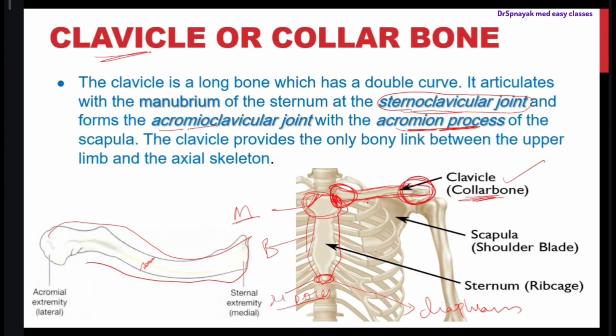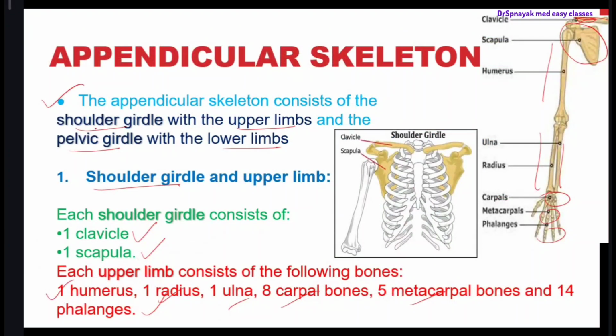Simple. Here is one important point about clavicle bone. What is the importance of clavicle bone? What is the importance of collarbone? Collarbone will attach the axial skeleton with the appendicular skeleton. Simple. Actually, in appendicular skeleton we have upper girdle, right? Or we have shoulder girdle.